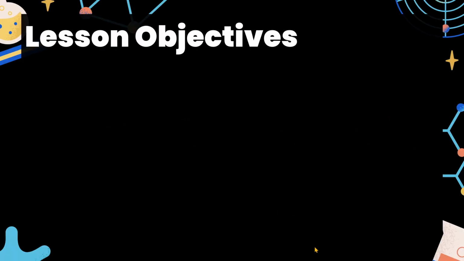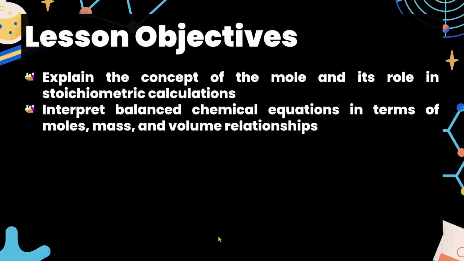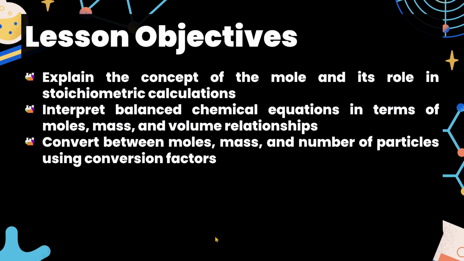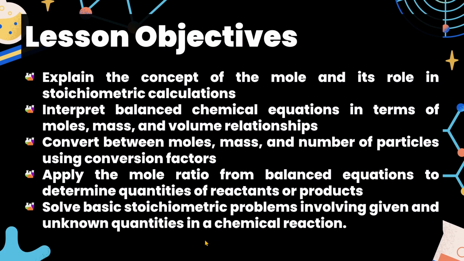So for today's objectives, we'll explain the concept of the mole and its role in stoichiometric calculations. Let's interpret balanced chemical equations in terms of moles, mass, and volume relationships. Let's convert between moles, mass, and number of particles using conversion factors. We'll apply the mole ratio from balanced equations to determine quantities of reactants and products. Let's solve basic stoichiometric problems involving given and unknown quantities in a chemical reaction.